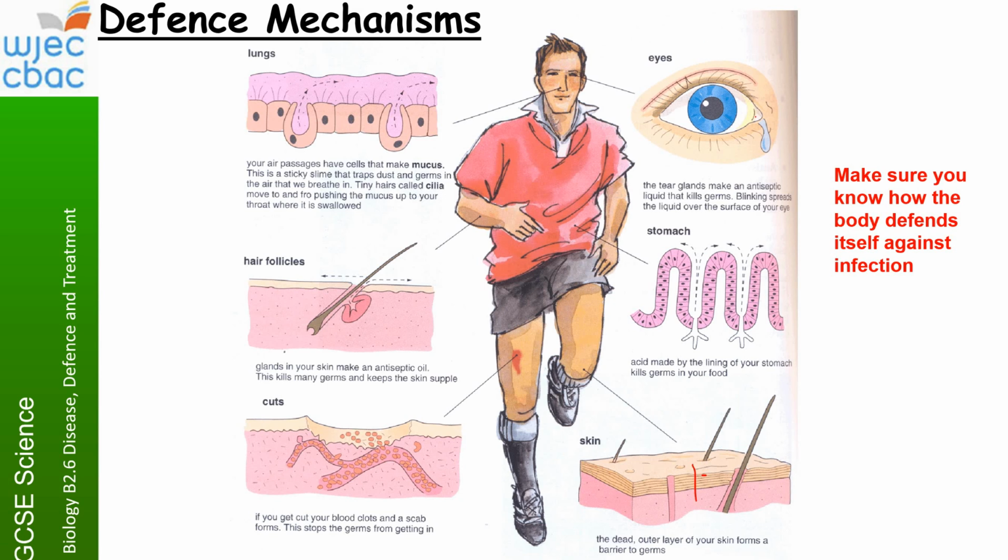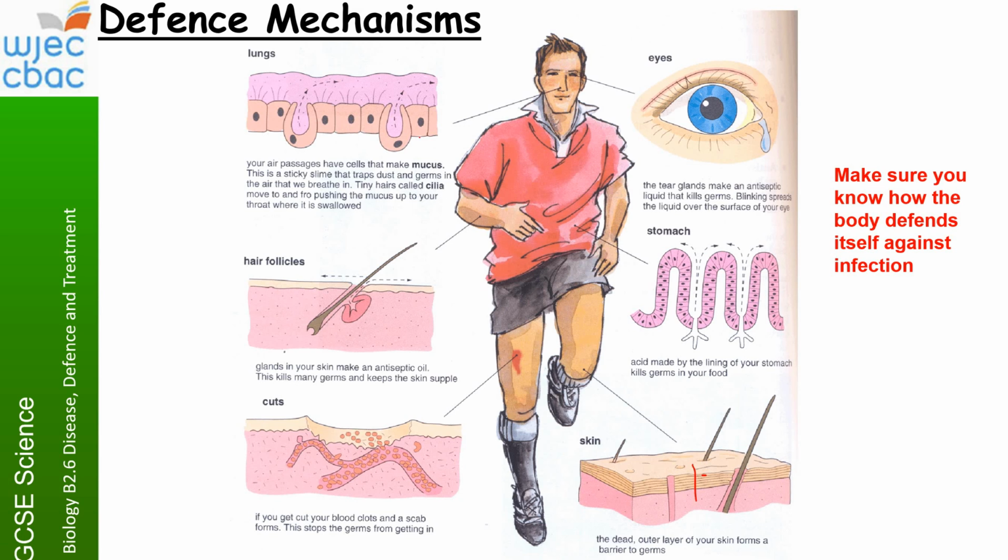If a microorganism gets into the eye, the tear glands also make an antiseptic liquid that kills germs, and blinking will spread this liquid over the surface of your eye to prevent further infection.